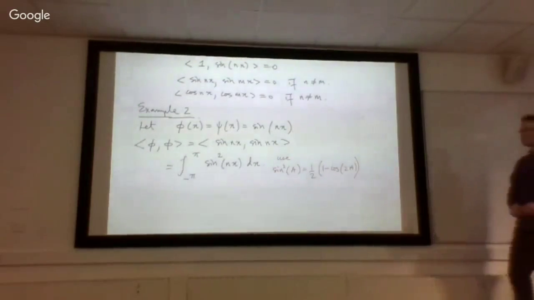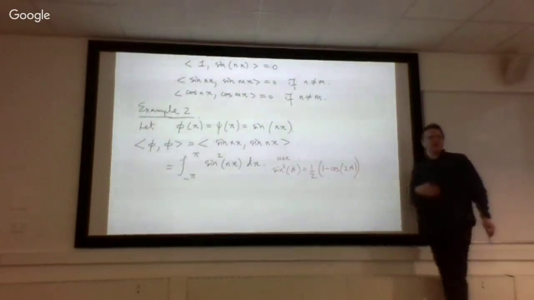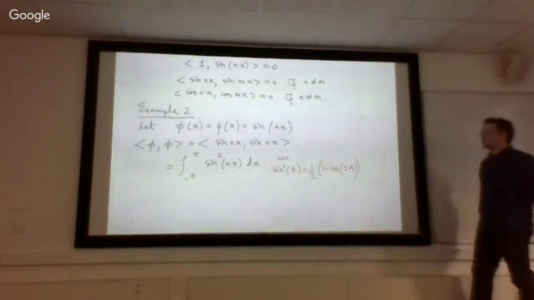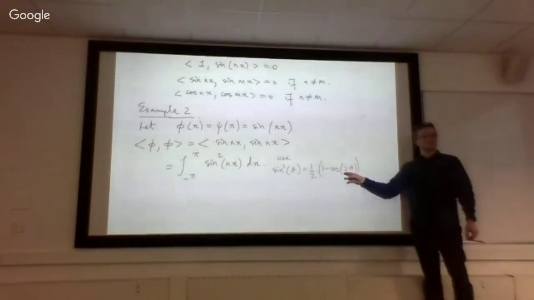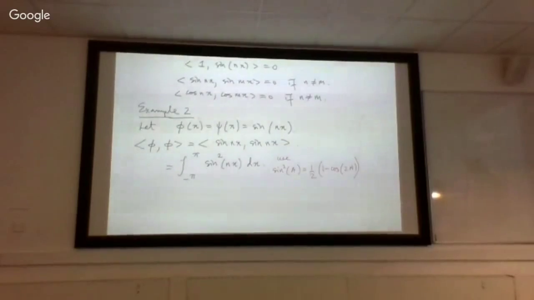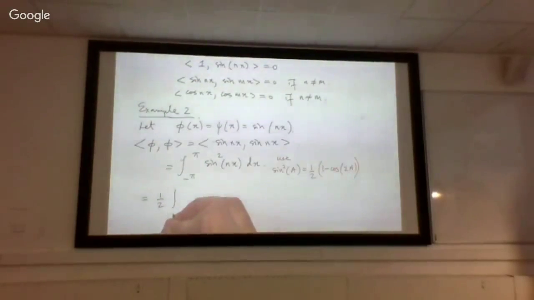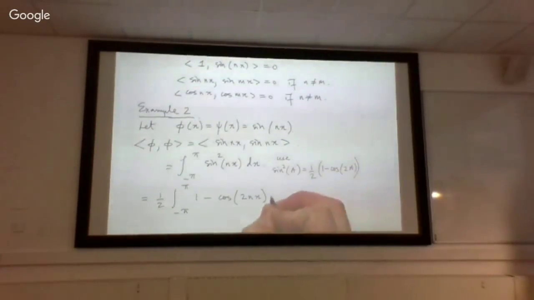So sine squared of a looks kind of awkward to integrate. The square of a function, you'd have to use some kind of chain rule or integration by parts. Whereas if we can replace it by a constant and a cosine function, then we can just use the standard integral of the cosine function. So applying that here, we again get a factor of a half, and now we're integrating 1 minus the cosine of 2nx dx.